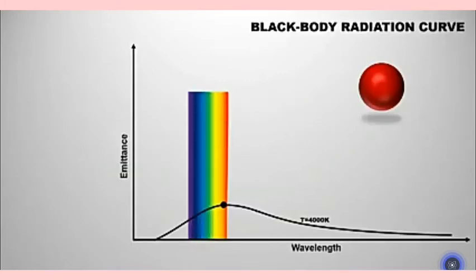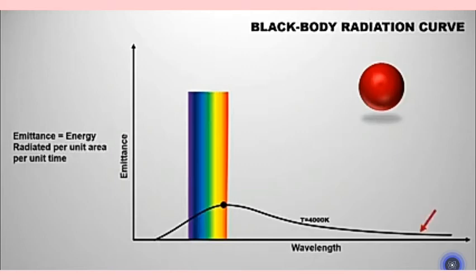Let us consider the radiation curve of a black body. This is the radiation curve of a black body whose temperature is 4000 Kelvin. This curve is between the radiation energy per unit area per unit time of the black body and the wavelength. If you look at this curve carefully, it is not homogeneous. At this temperature, the radiation of the longer wavelength is very low. As we come to the shorter wavelength, more radiation is emitted at that wavelength.